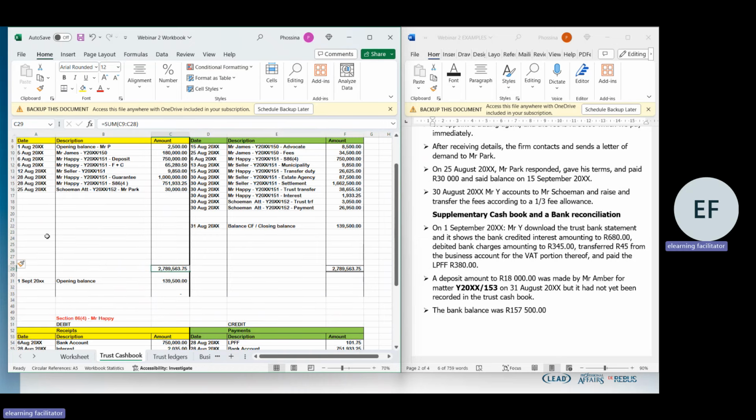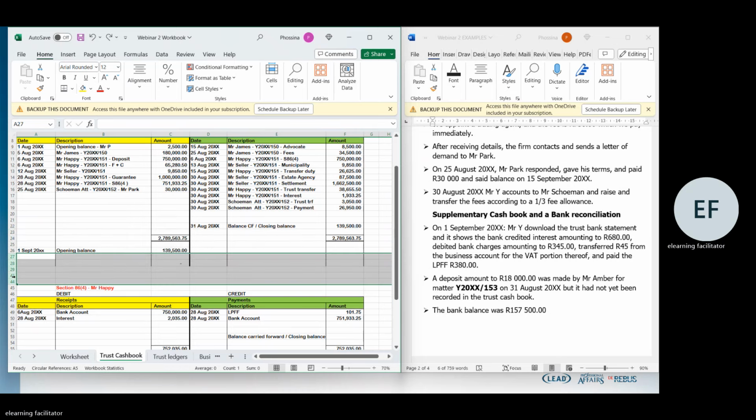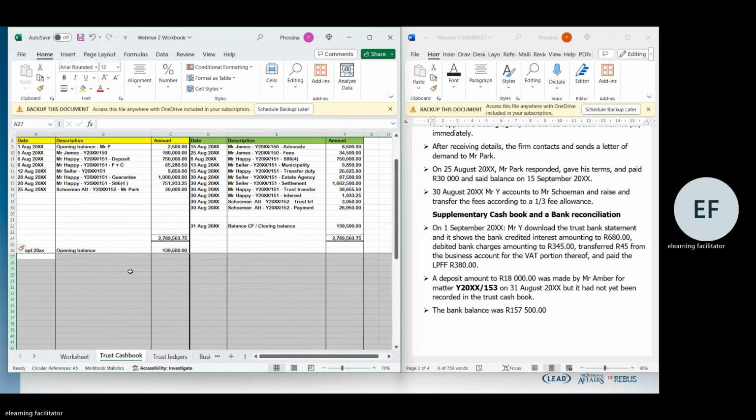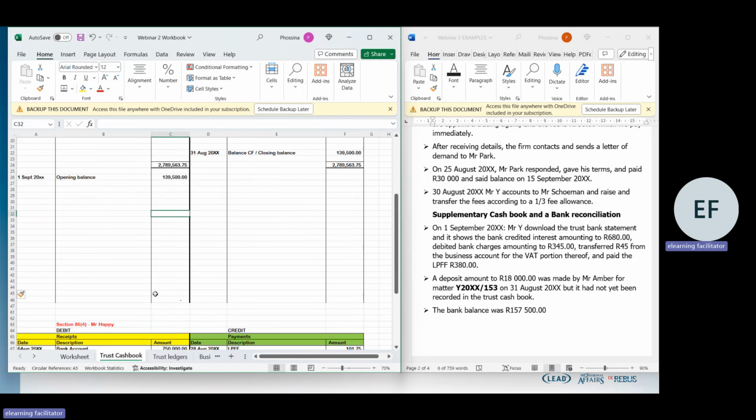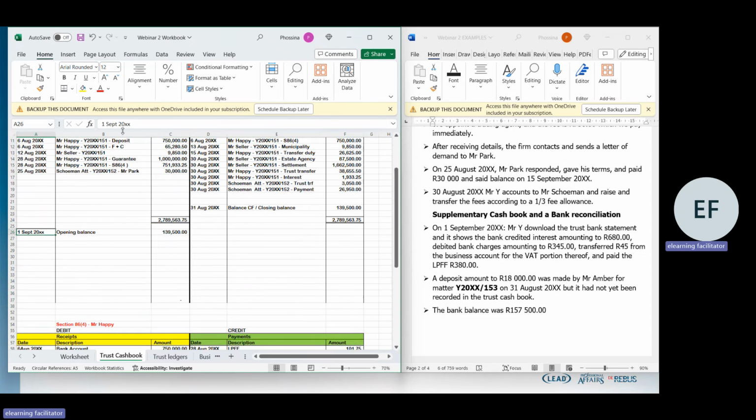I extend it starting from here, from the 39,000. Oh, all right, let me start it from here. Okay, this is too big. Let's minimize it. Okay, and then here we are still on 31 August because we haven't recorded all the transactions for our supplementary. So this is now more of like our supplementary, an extension of our cash book.